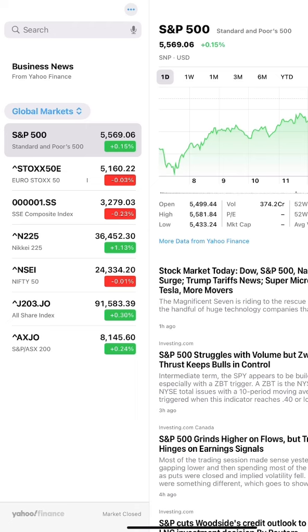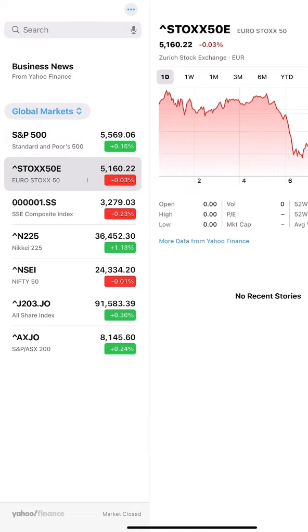We're going to start with the US market. We can see that the US market has seen a growth of 0.15%. That is a growth from somewhere near 5478.09 to 5569.06.